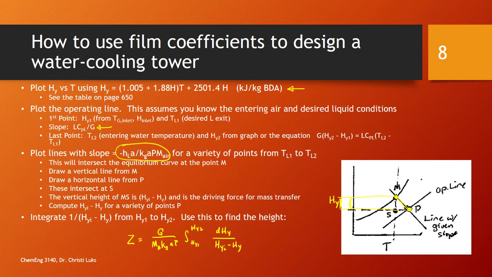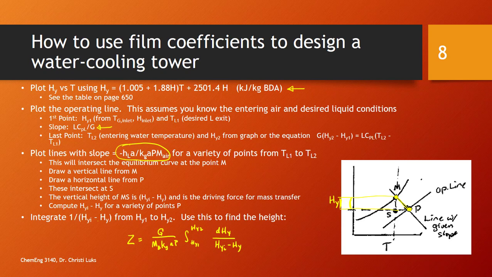So if we wanted to use this to design a cooling tower, the steps are essentially the same, but the diagram is different and our driving force is different. So start with the plot of our equilibrium data. In our textbook, the data is on page 650 to allow you to plot it, or we have an equation here. And then you're going to plot the operating line.